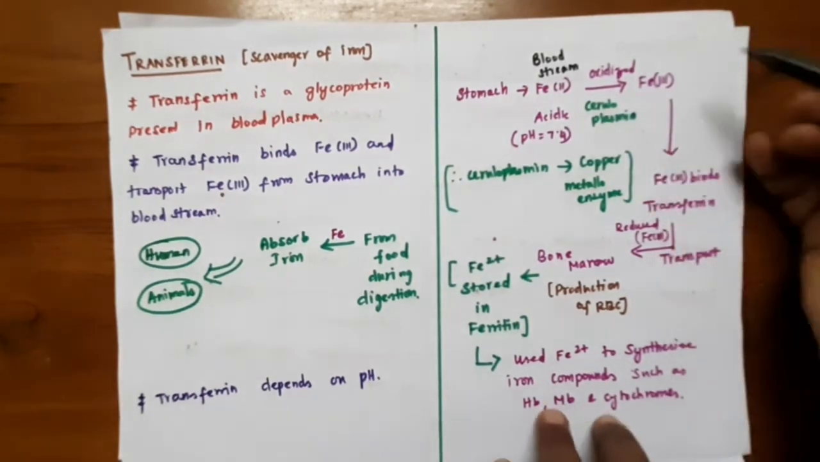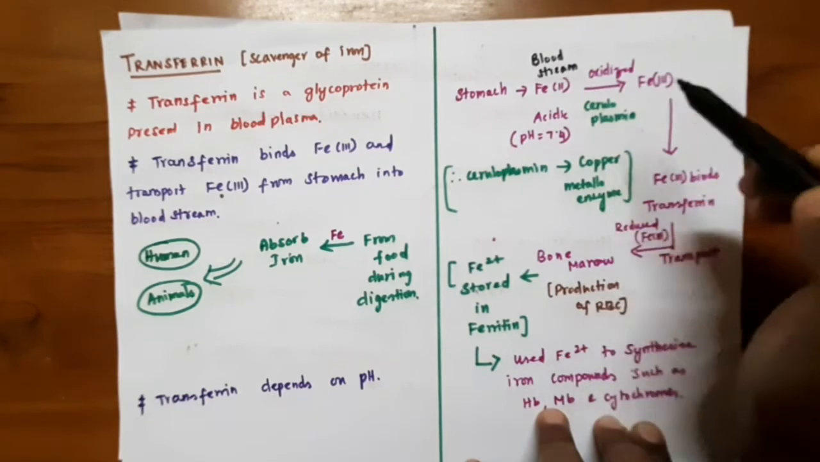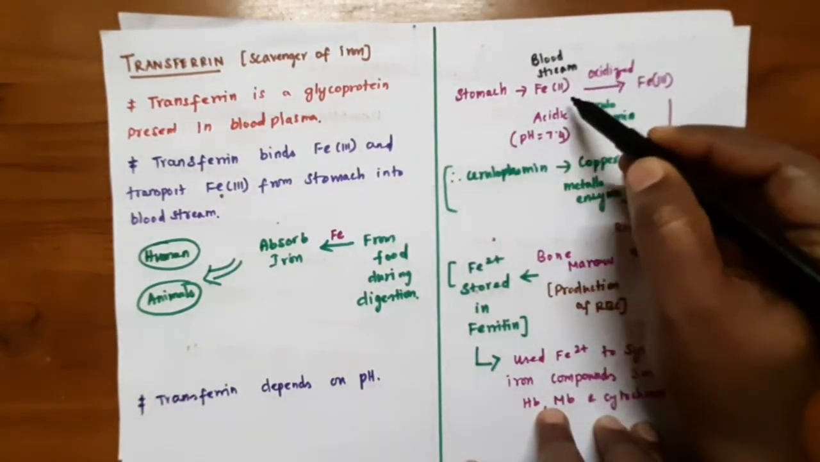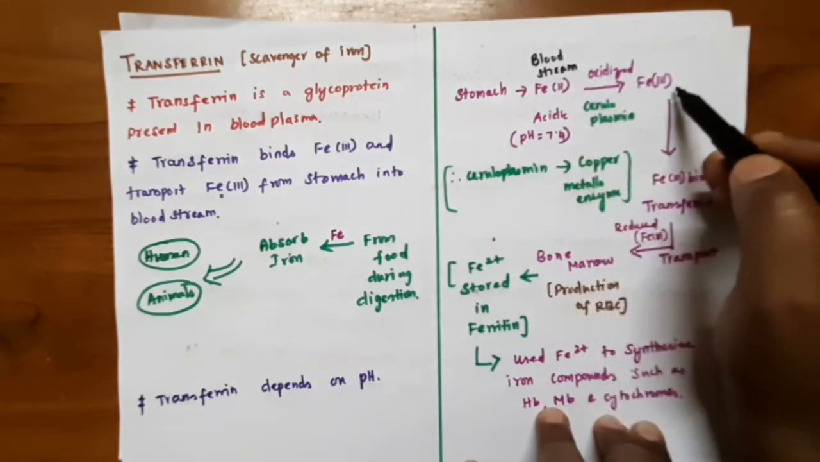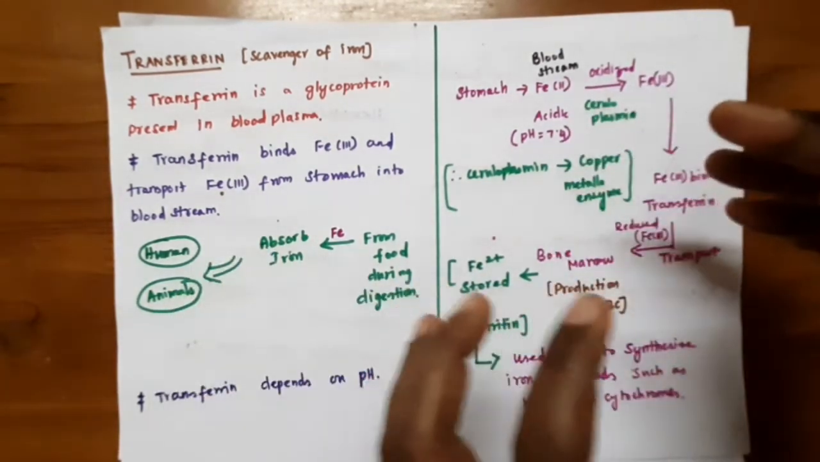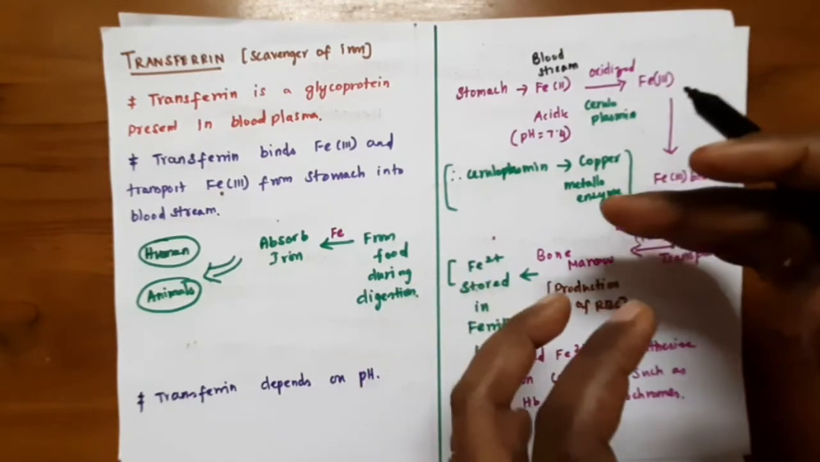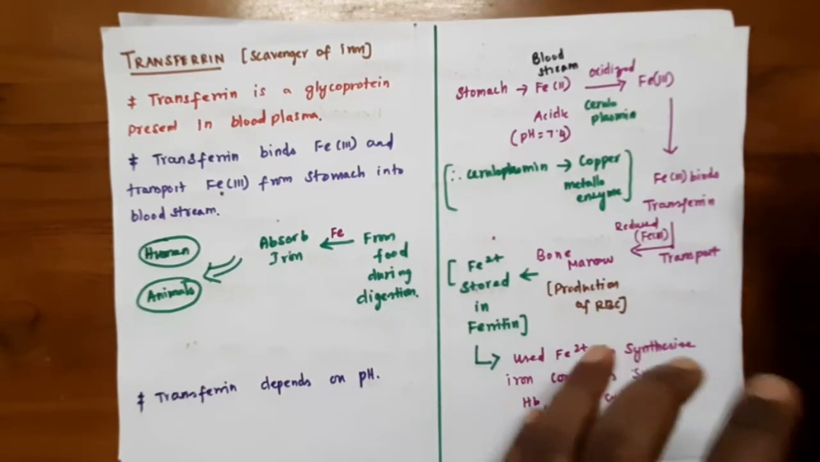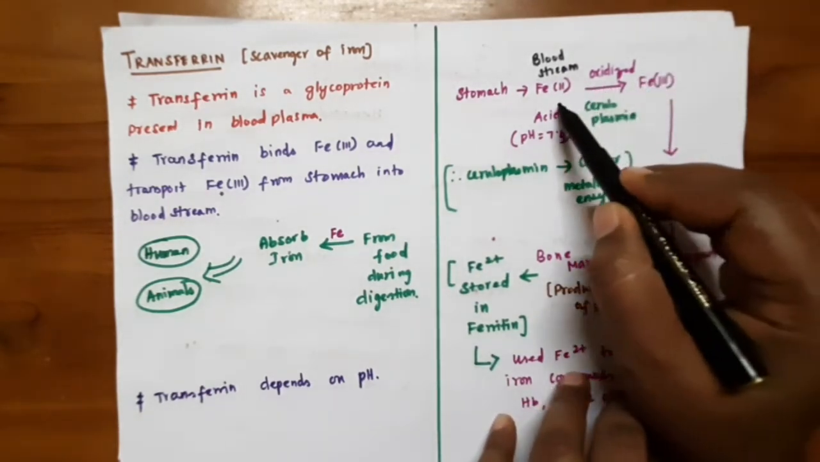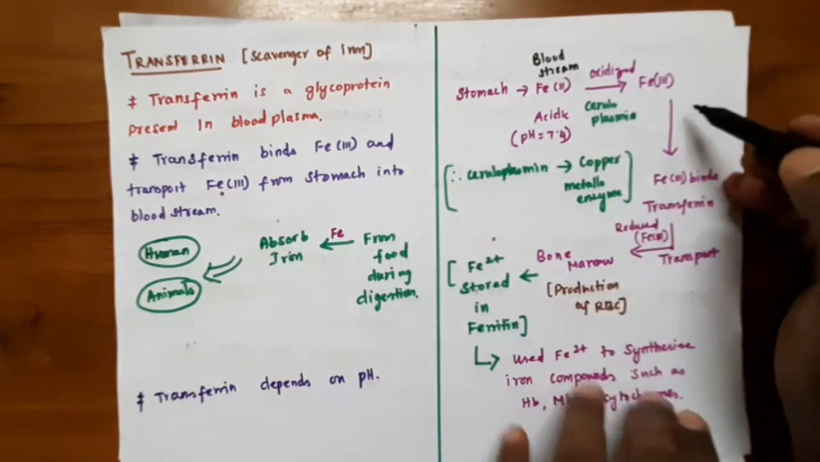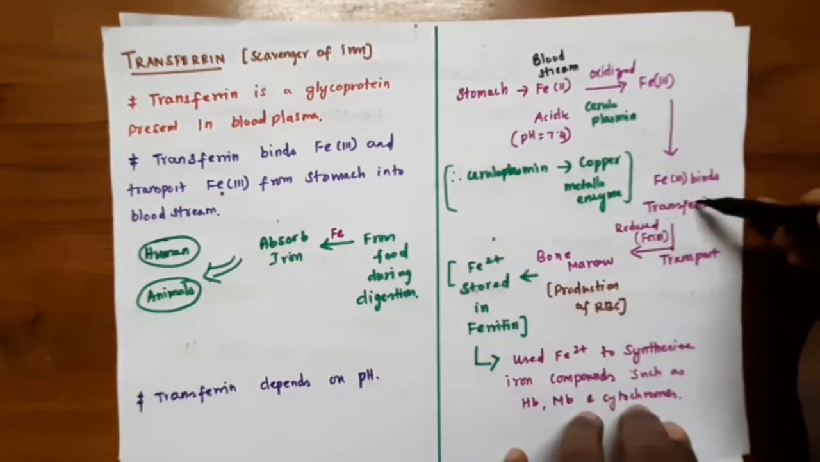It's a blue copper protein. So this ceruloplasmin has the role of oxidizing the Fe2+ in the blood to Fe3+. The excess iron circulating in the blood, if not stored, leads to other disorders like siderosis, as I told you already. So this excess iron gets oxidized to Fe3+ by ceruloplasmin, and this Fe3+ is bound by the transferrin.